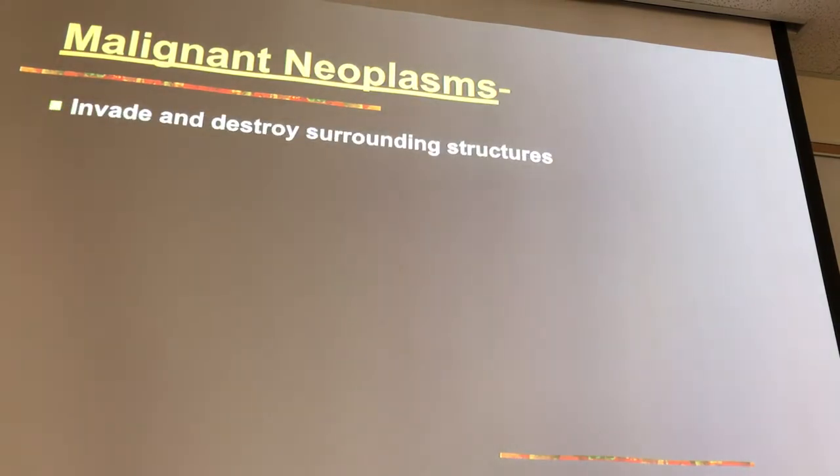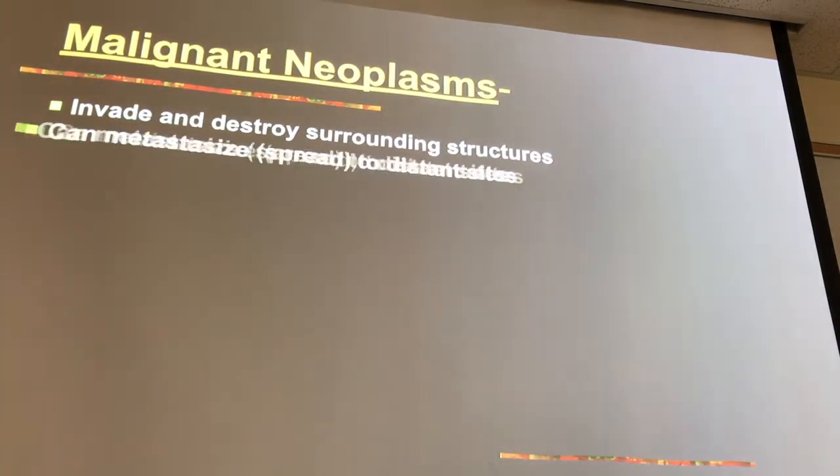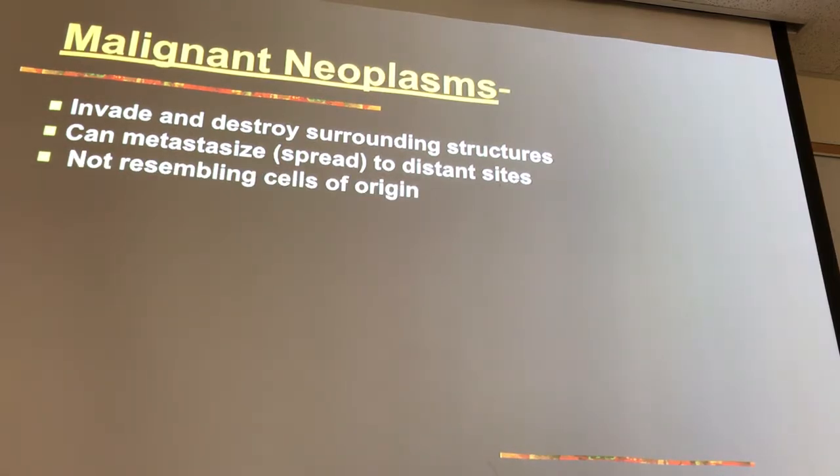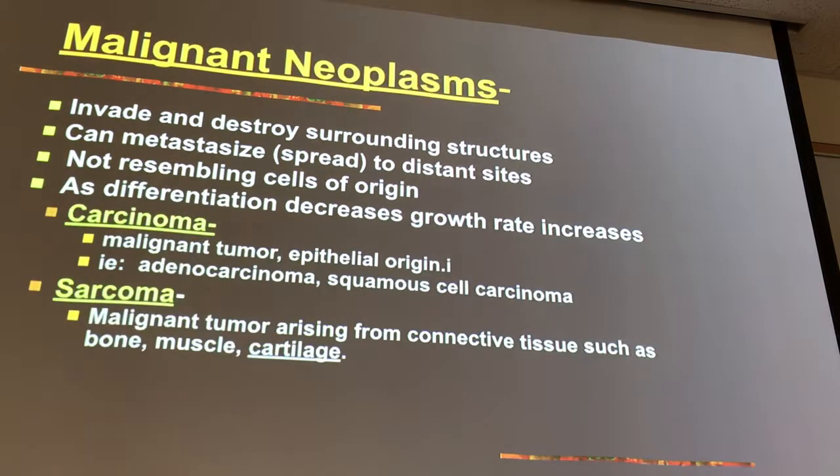But malignant, they invade and destroy surrounding structures. They can metastasize, right? So they spread. They do not resemble the cells of origin at all. Carcinoma is a malignant tumor of epithelial origin, and sarcoma is a tumor arising from connective tissue. So you'll see these, and they look all not uniform, weird, right?